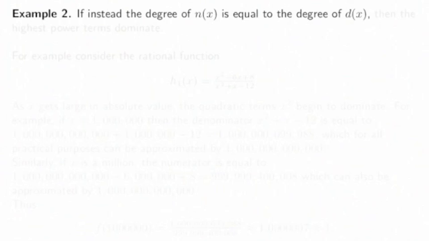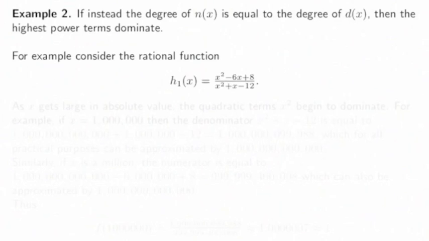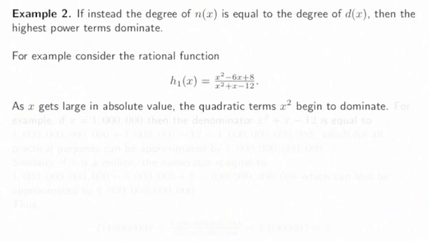Suppose the degree of the numerator is the same as the degree of the denominator. Then the highest power terms dominate. The leading coefficients rule. For example, consider this rational function, which is a quadratic divided by a quadratic. As x gets large in absolute value, the x squared terms begin to dominate. 6x and 8x minus 12 begin to be irrelevant.